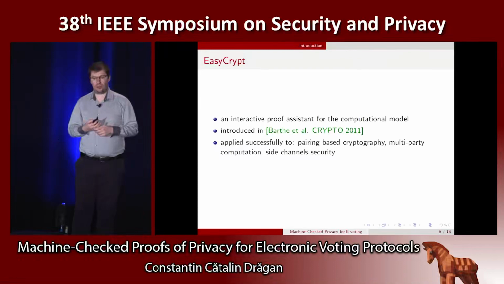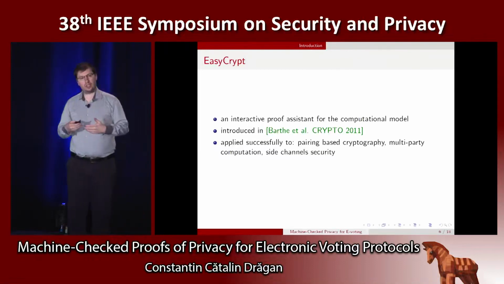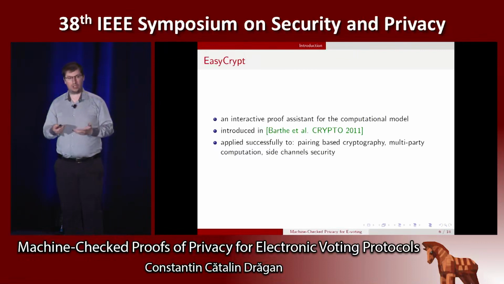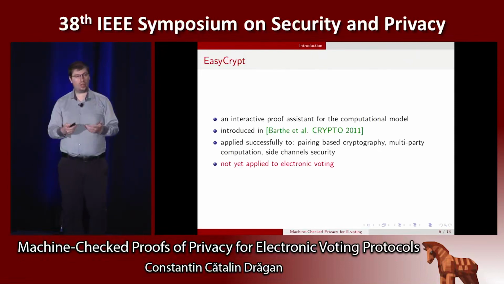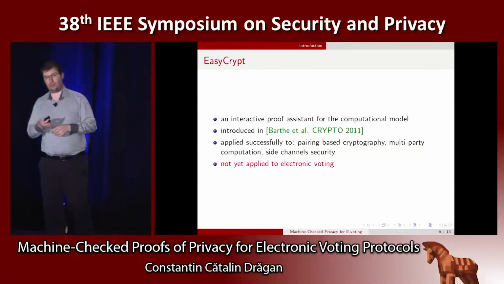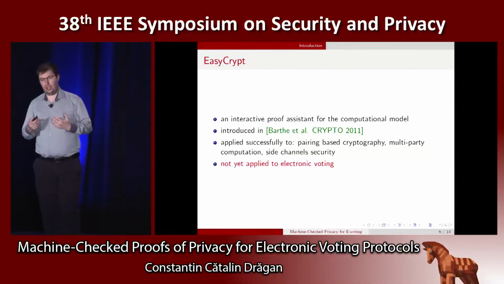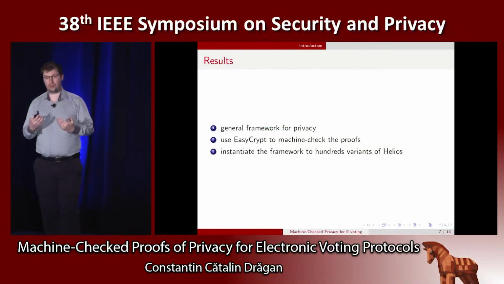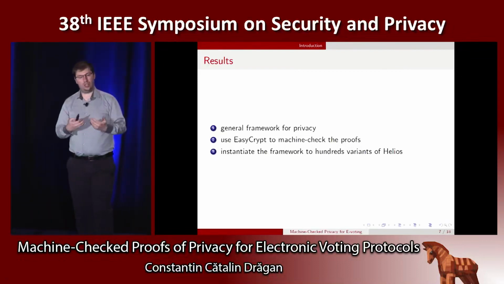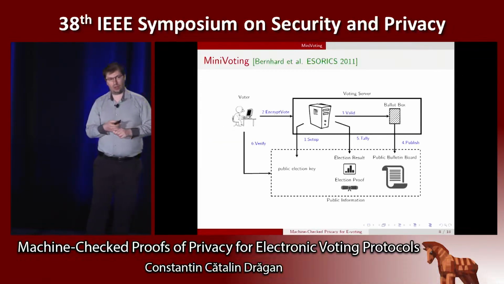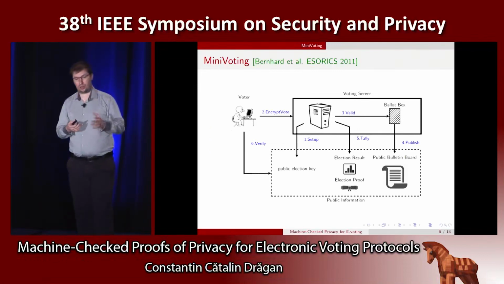It was proposed in 2011 to deal with cryptographic primitives. Since then, it has been applied successfully in pairing-based cryptography, multi-party computation, and side-channel security. And we'd like to also apply the same security guarantees that EasyCrypt provided for those applications to electronic voting. More specifically, we used a general framework to ensure machine-checked privacy. Then we instantiated our result to hundreds of variants of Helios without having to redo all the proofs for each of them. The basis of our work is a key construction called mini-voting.